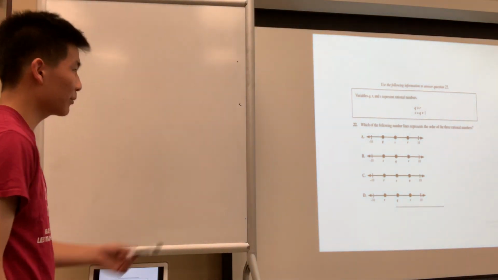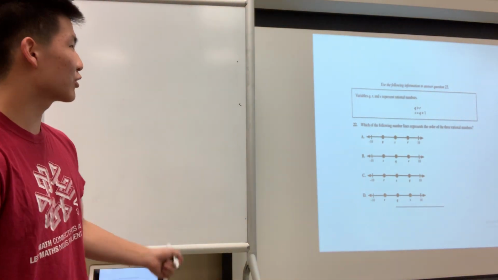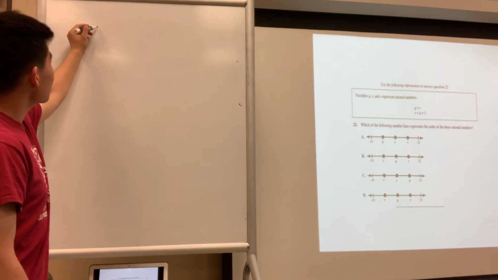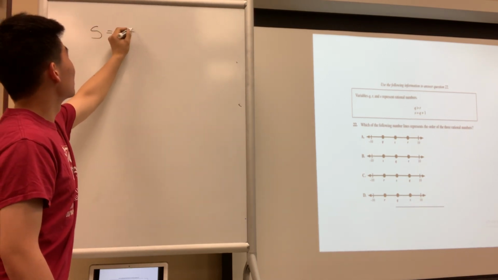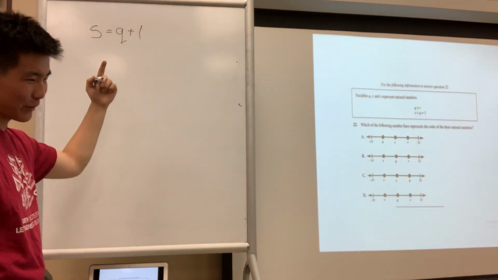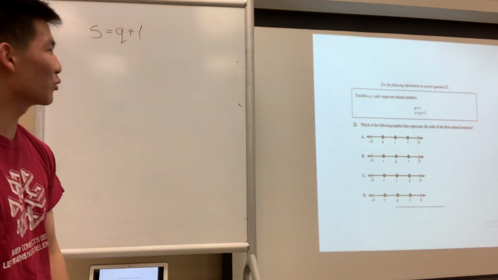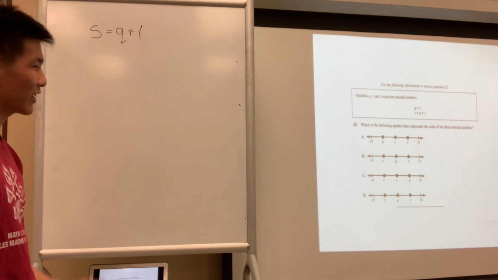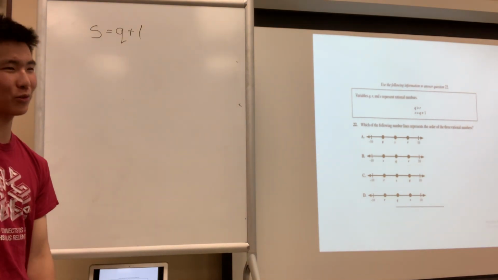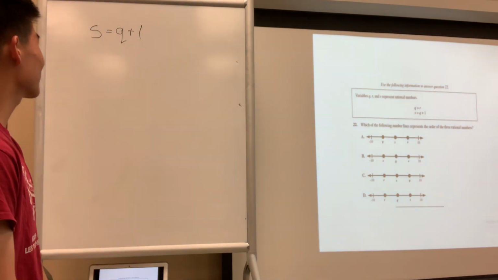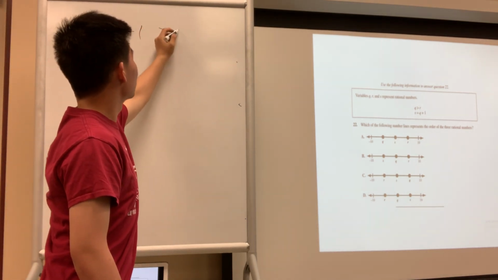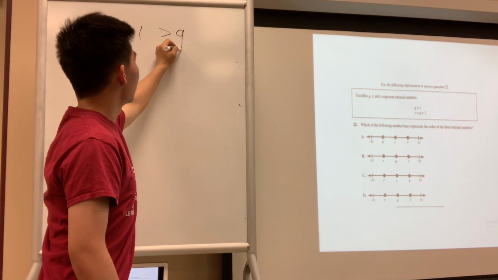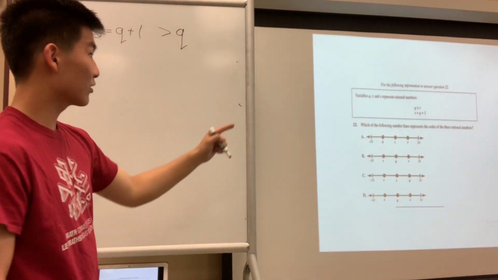So let's take it one at a time. Let's start with s equals q plus 1. Well, if we just walk through what this equation is saying, we're saying s is 1 greater than q. So we can be pretty confident that s is greater than q, right?